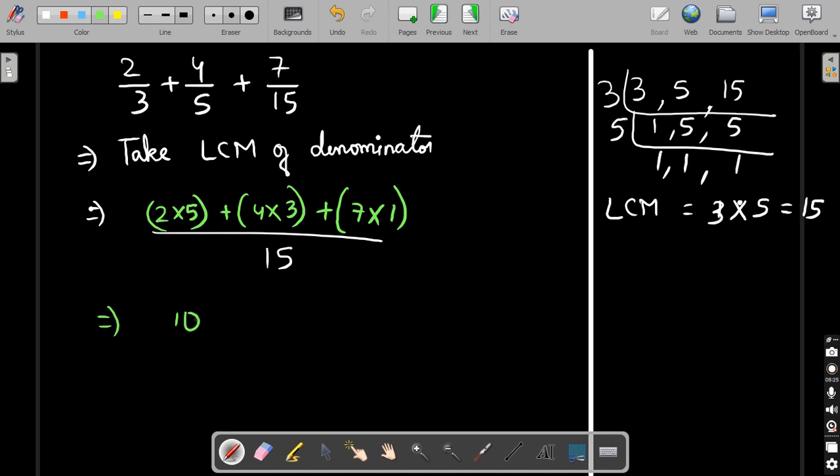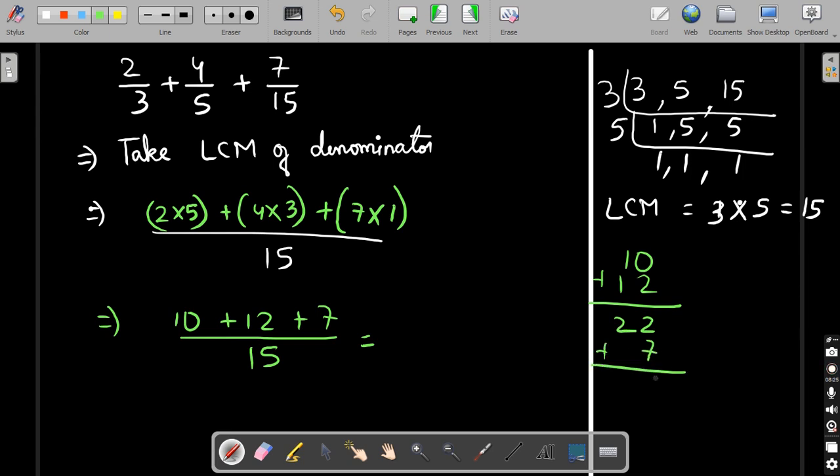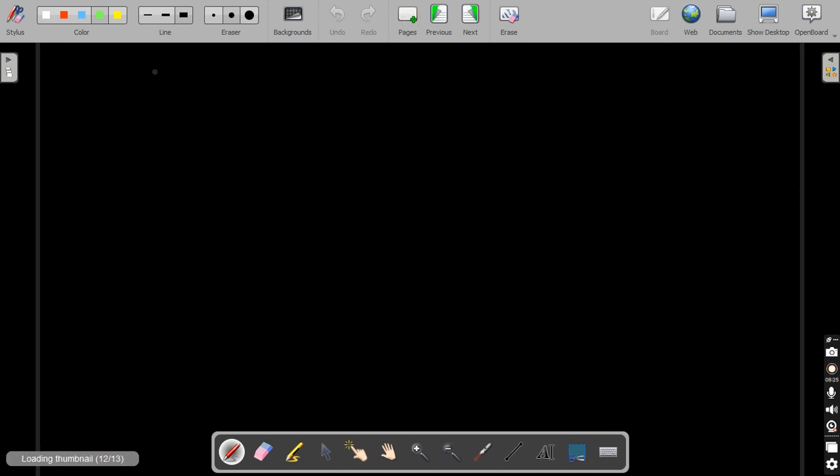Now 5 2s are 10 plus 4 3s are 12 plus 7 by 15 is equal to 10 plus 12. Let us add 10 and 12. How much will you get after adding? 22 plus 7, again 29. So I got here 29 by 15. Hope you are getting the logic of how I am solving each and every question. Are you able to understand it? Okay. Now at last let us conclude.